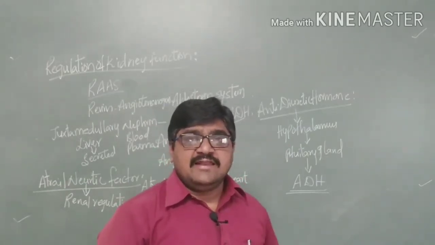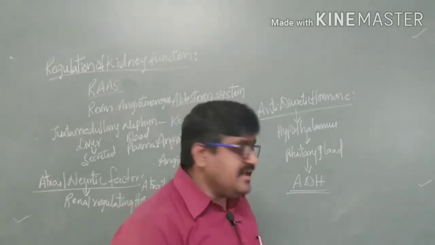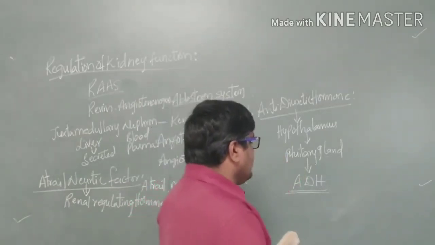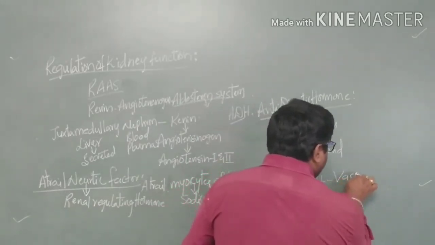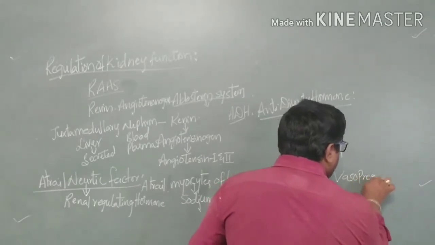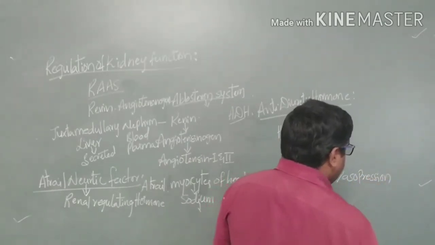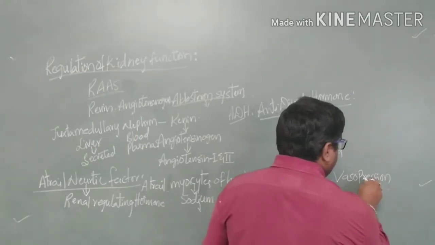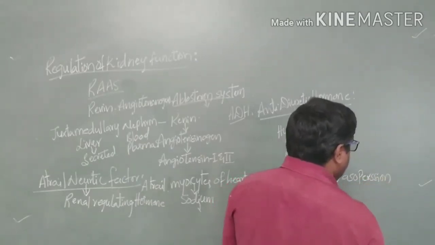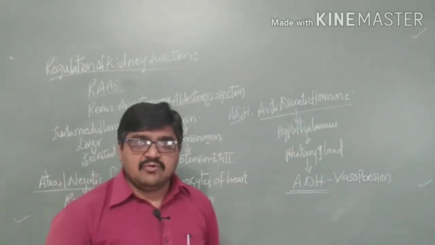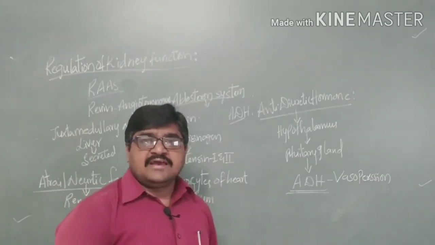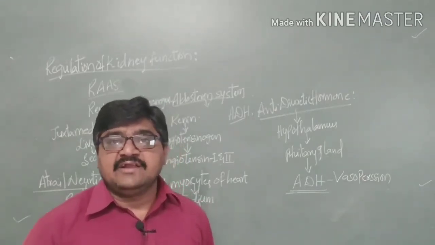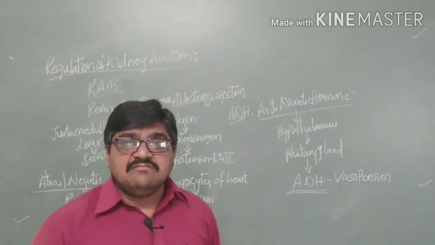Reabsorption of water mainly takes place in the presence of a hormone called ADH, which is also called vasopressin. Due to the presence of this hormone, reabsorption of water takes place. If this hormone is lacking, meaning it is not present, what happens? The urine becomes diluted.